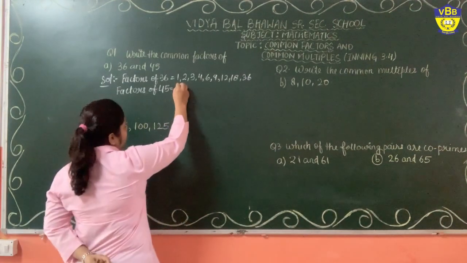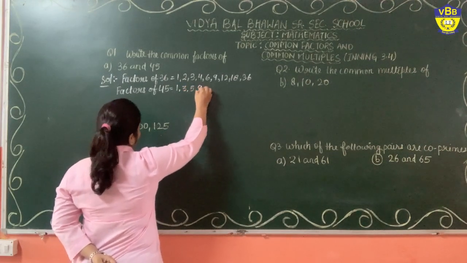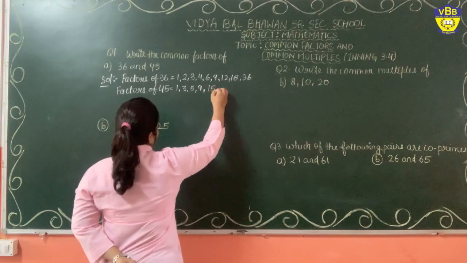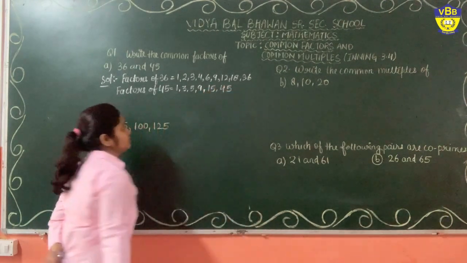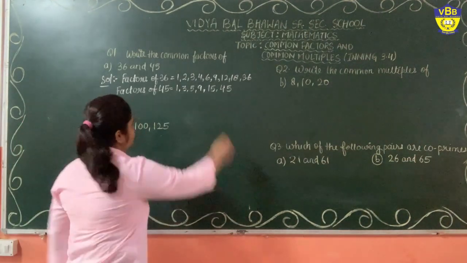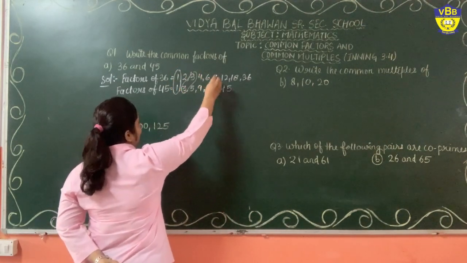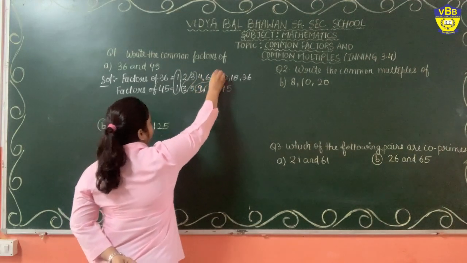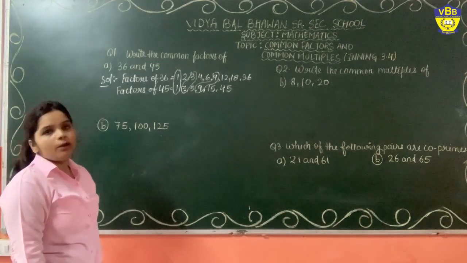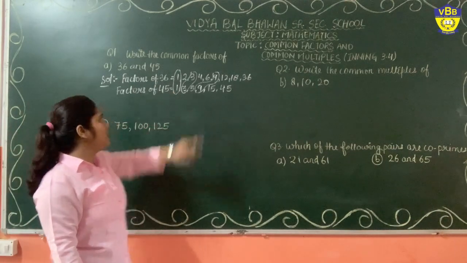Factors of 45: 1, 3, 5, 9, 15 and 45. After that we need to check the factors that are common. Common is 1. Here it is 3. After that it is 9. And no other factor of the numbers is common. So, common factors of 36 and 45 are 1, 3 and 9.